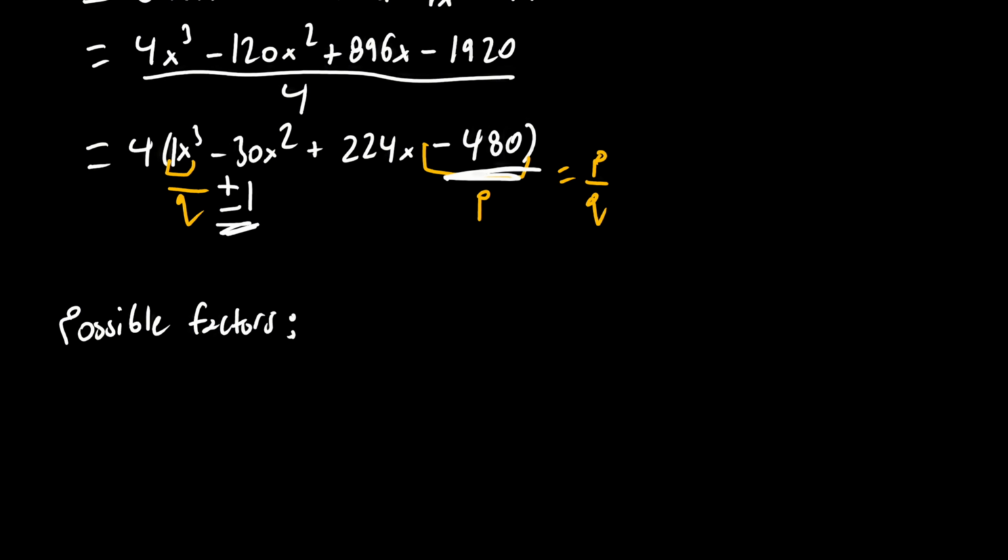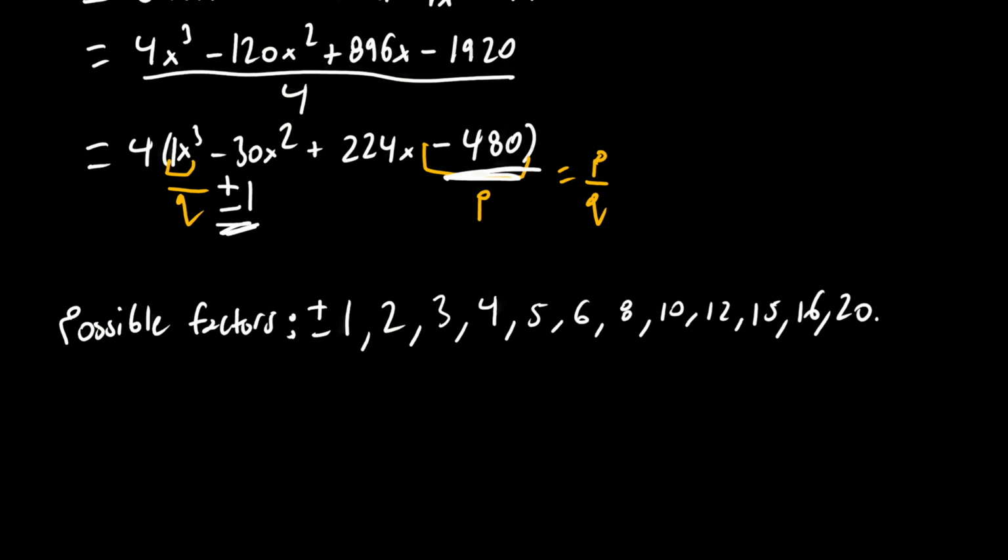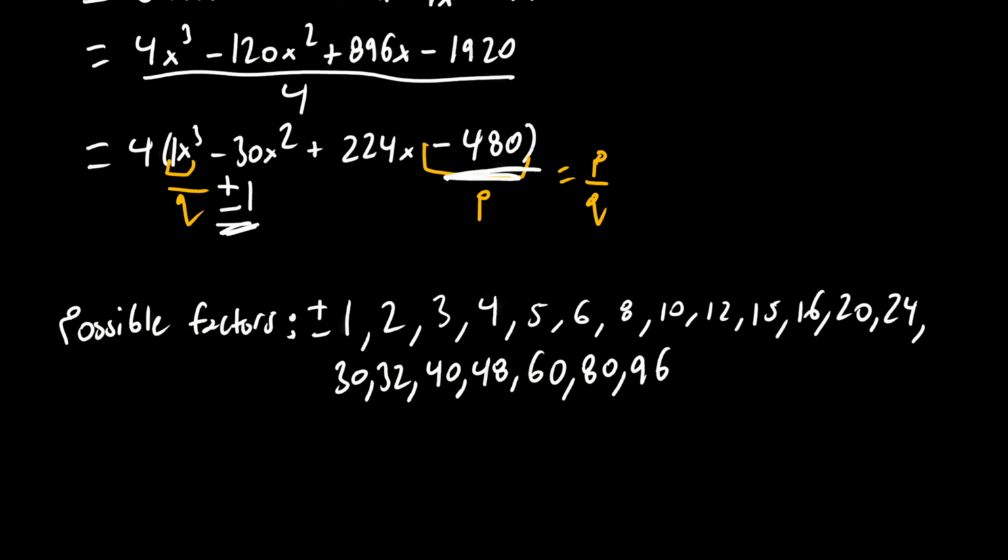So that means our possible factors will be positive or negative 1, 2, 3, 4, 5, 6, 8, 10, 12, 15, 16, 20, 24, 30, 32, 40, 48, 60, 80, 96, 120, 160, 240, or 480.